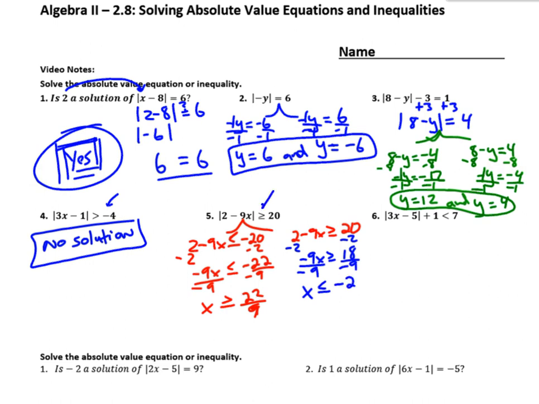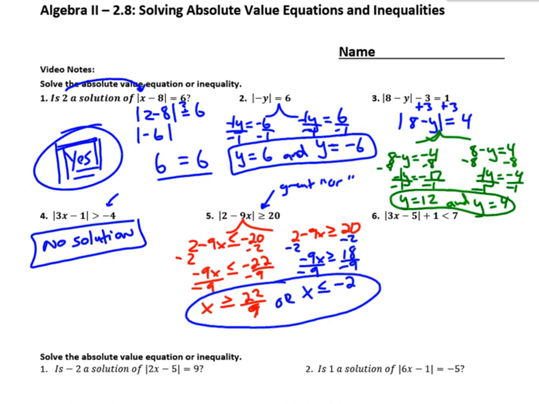This is a greater symbol, so less than or equal to negative 2. This is an or symbol. So I have an or in here. So are there numbers that are bigger than 22/9 or less than or equal to negative 2? And yeah, because I've got that or in there, there's plenty of solutions that will work out just fine for that one.